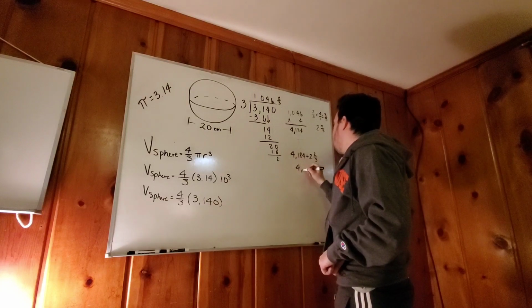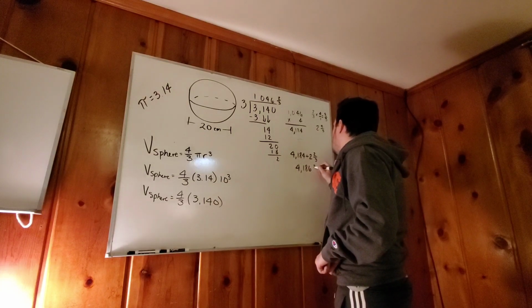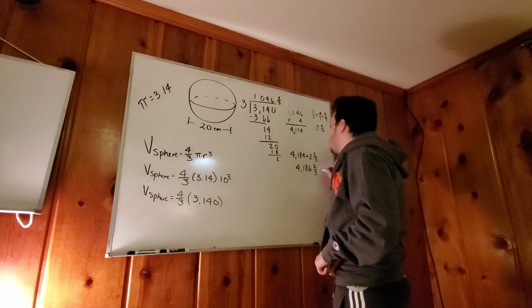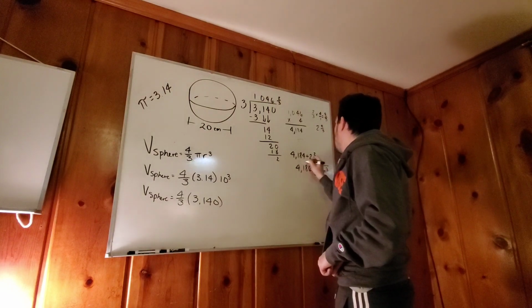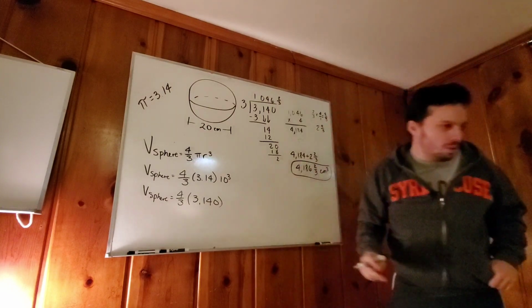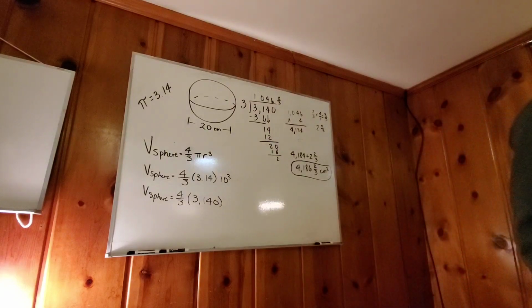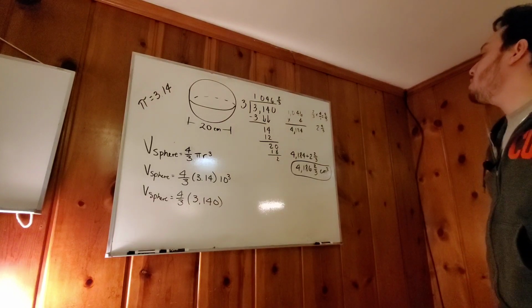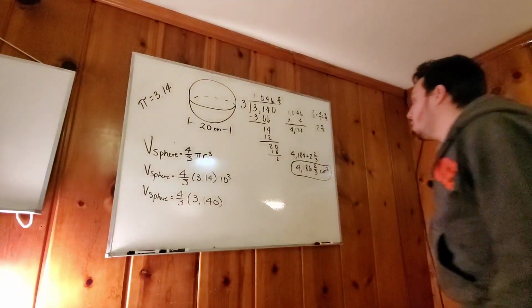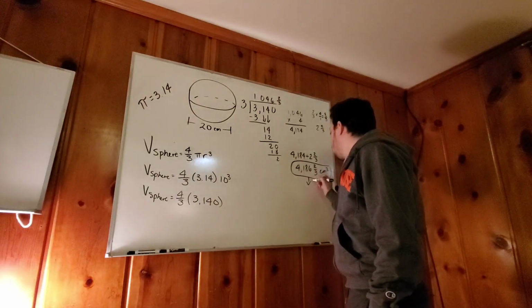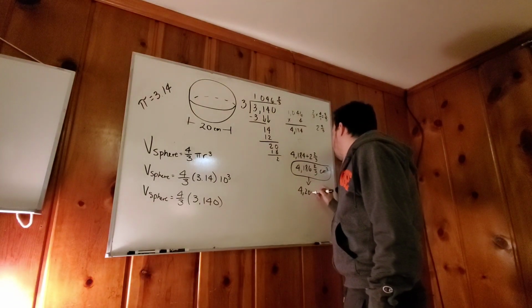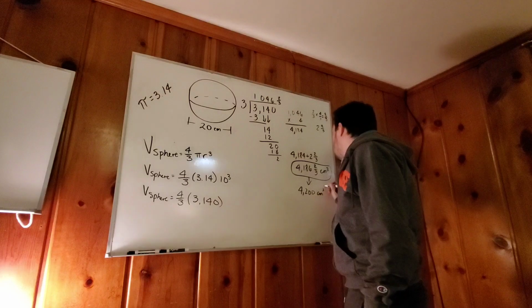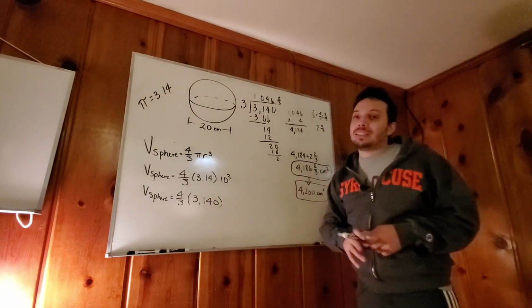I get 4,186 and 2/3 centimeters cubed. Yeah, 4,186 and 2/3 centimeters cubed. Your book rounds it up to 4,200 centimeters cubed, but it's the same thing.